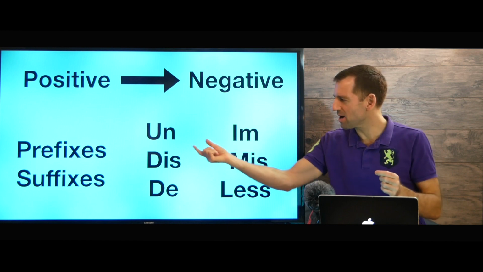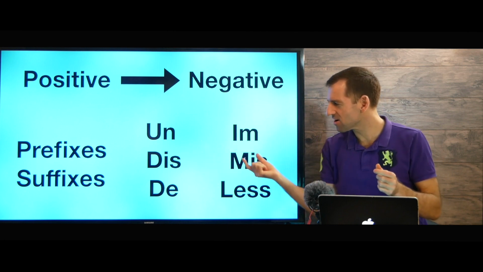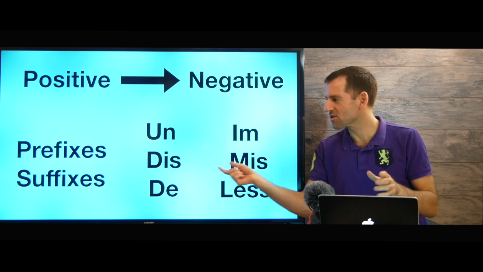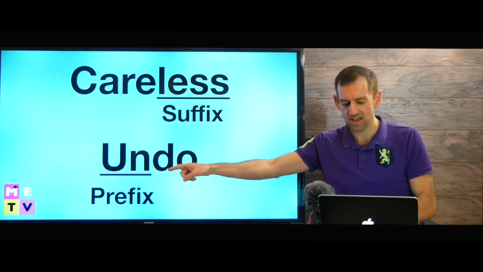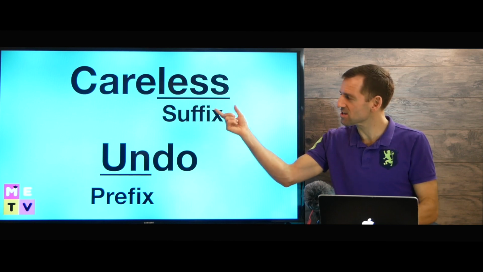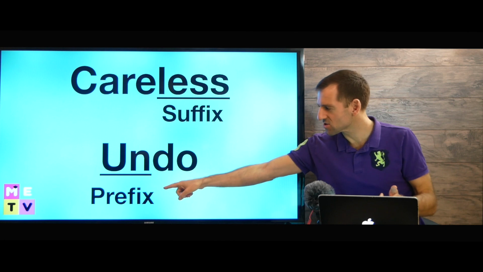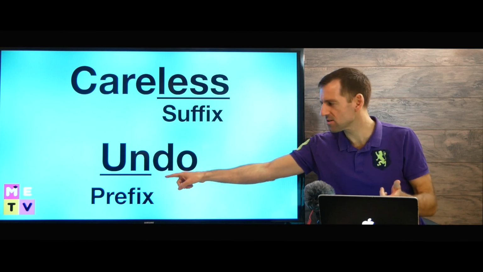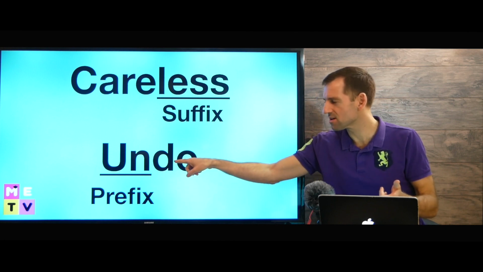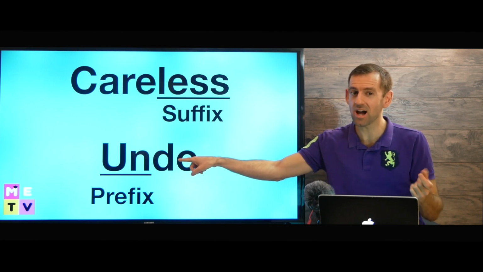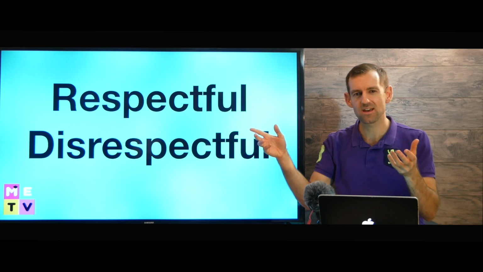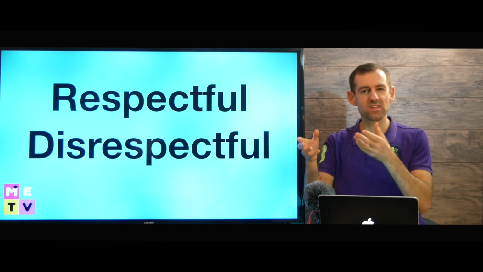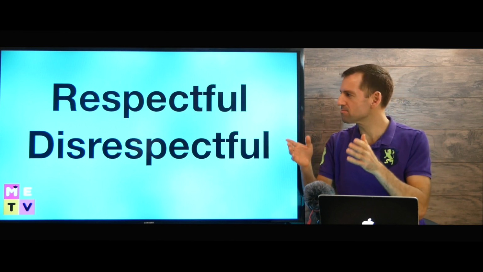Well, we do that by adding little pieces onto the word called prefixes or suffixes. If it's at the end of the word, it's called a suffix. If it's at the beginning of the word, it's called a prefix. Look at this. The word do, the opposite is undo. So prefixes and suffixes make a word sort of the opposite of what it means.